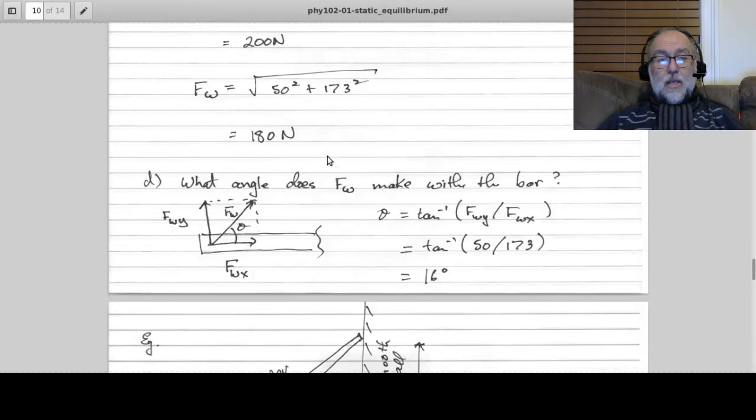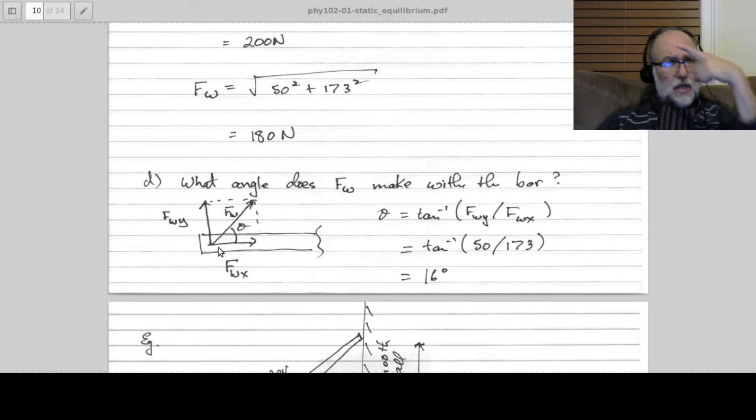And then even though I didn't ask this above, I'll ask it now. What angle does that 180 Newton force make? Well, you've got the x component, you've got the y component. We know that the magnitude is 180, but what's the x and y? Well, above we found that the y component was 50. We found that the x component was 173. And so the angle that it has to make is the inverse tangent of the y over the x component, 16 degrees. Okay, so the wall is not pushing straight out on the bar, it is pushing up a little bit.